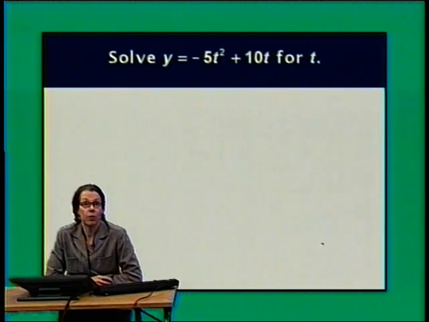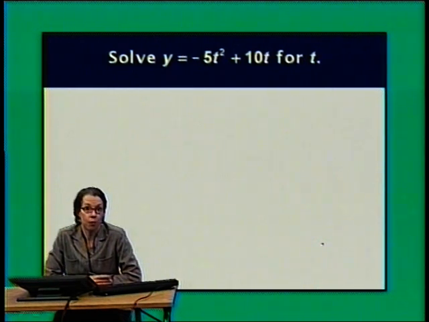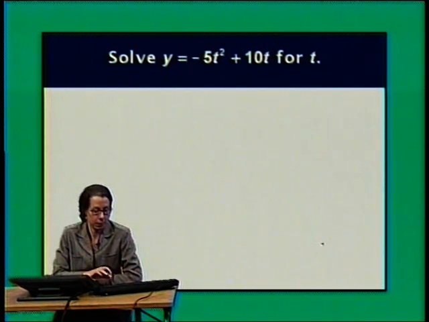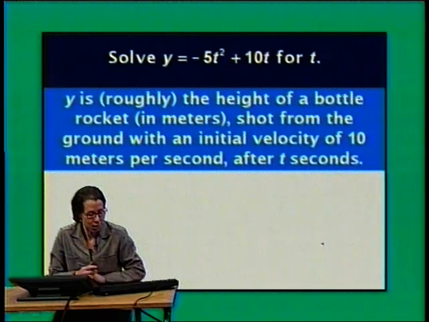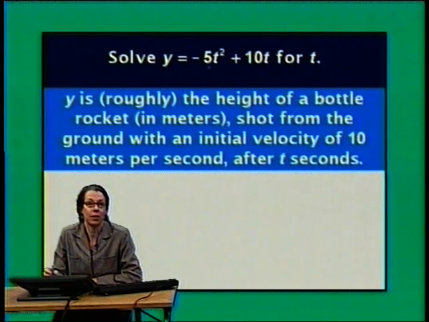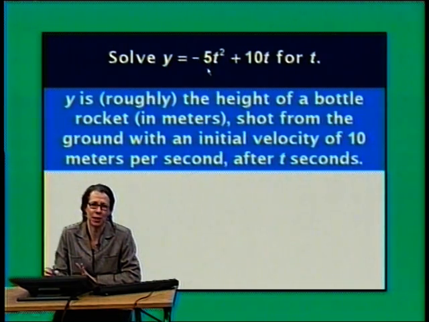One last example with a formula. Here we have the formula y equals negative 5t squared plus 10t, and we're asked to solve for t. Now this formula might be giving us the height of a bottle rocket in meters shot from the ground with an initial velocity of 10 meters per second, and this will be the height after t seconds. Now I'm saying this is roughly the height because I rounded off this number here, the negative 5, to make the numbers work out a little bit nicer. This actual number is more like negative 4.9.